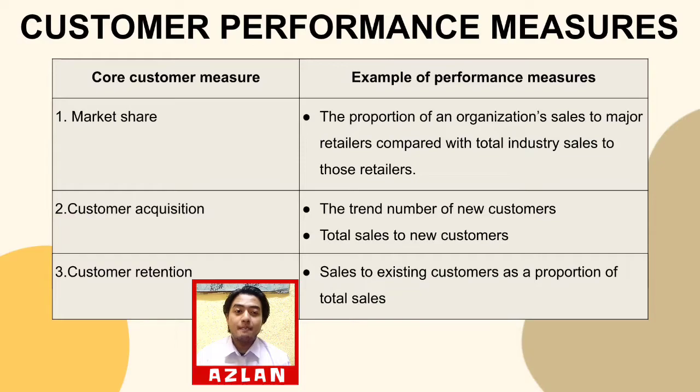The first one is based on the market share. This can be measured by looking at the proportion of company sales to the retailer compared with industry sales to this retailer. The second one is customer acquisition, where we can see the trend of new sales and the sales of the product to the new customers. Next is customer retention. This customer performance can be seen by the proportion of sales from existing customers compared with the total sales.